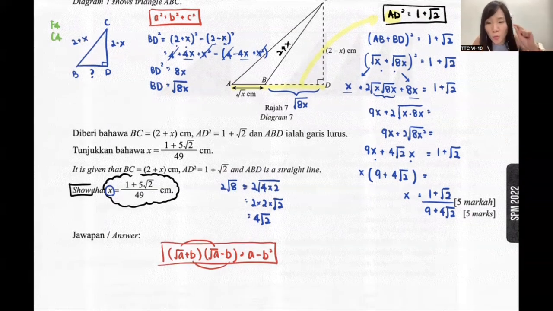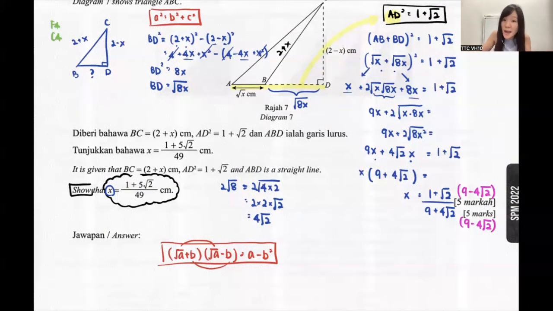Whenever you have these two brackets, one positive, one negative, you can actually rationalize it. So now you want to rationalize it, right? You can conjugate it. So for the bottom, you times 9 minus 4 root 2, because you want to make the bottom surd disappear. When the bottom times this, the top you need to times the same thing. That's only fair, right?